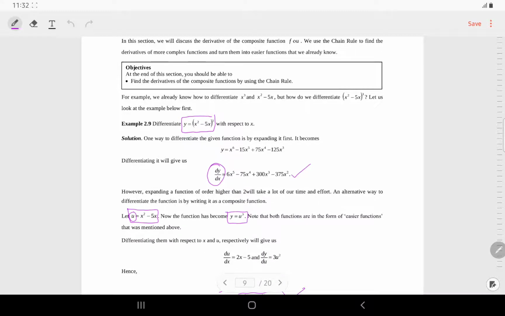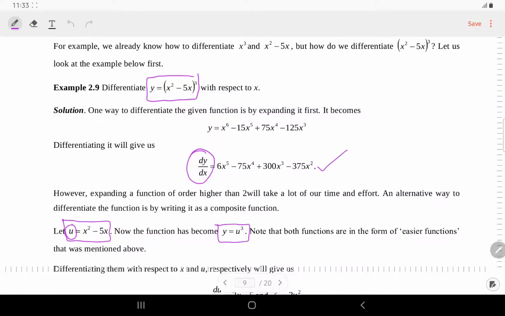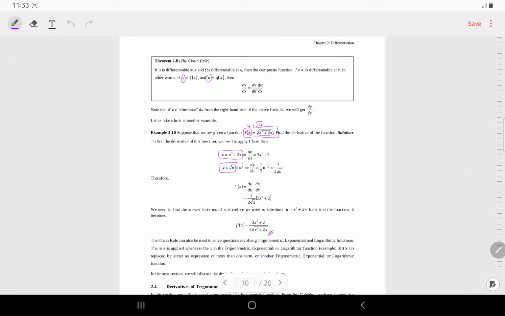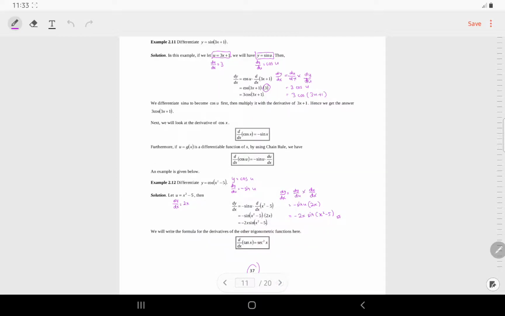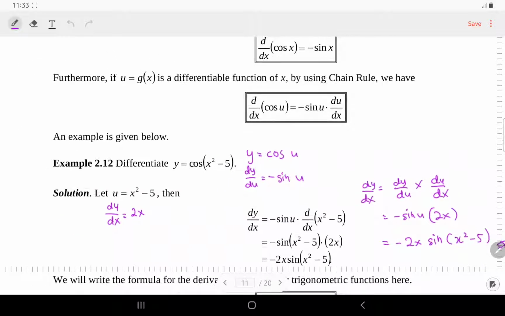So that is how to use the chain rule, and then we can apply the chain rule to questions where the function is complicated. For example, like this one earlier. For this kind of function, we assume u to be the terms in the bracket. And if the function is a trigonometric function, usually we assume our u as the term in this bracket.